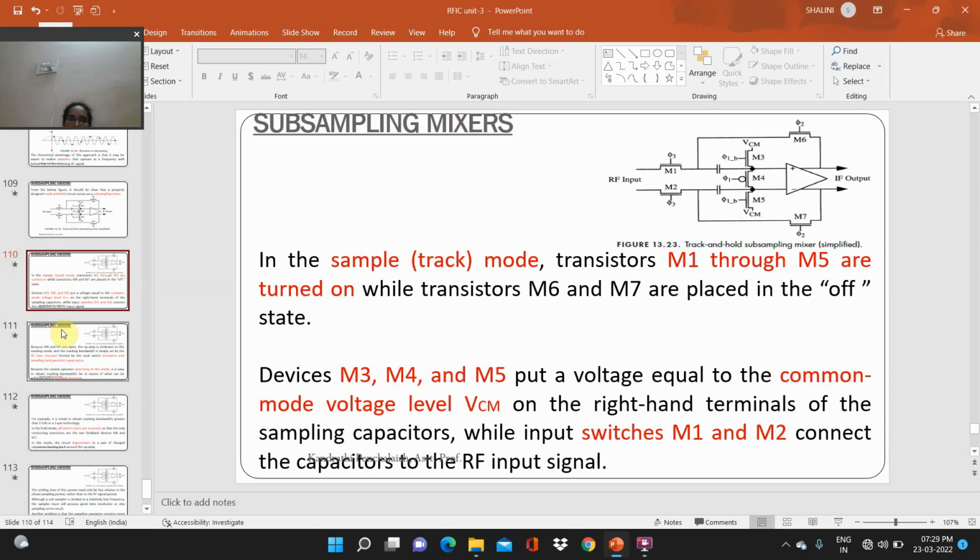In the track mode, transistors M1 through M5 are turned on while transistors M6 and M7 are placed in the off state. Devices M3, M4 and M5 put a voltage equal to the common mode voltage level VCM on the right hand terminals of the sampling capacitors, while input switches M1 and M2 connect the capacitors to the RF input signal.